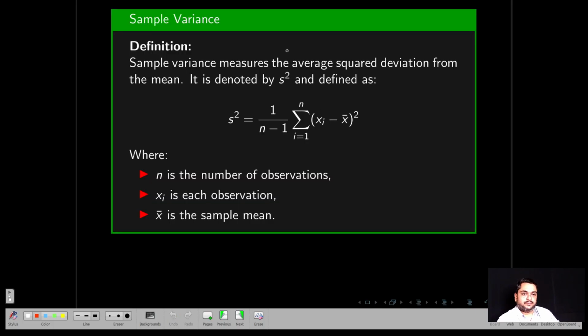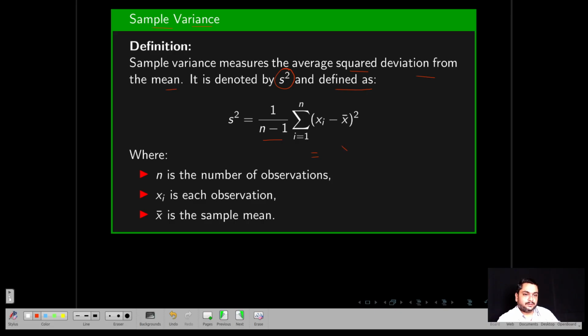So now you will see what are the measures of variability. The first one is sample variance. Sample variance measures the average square deviation from the mean. It is denoted by S square. Please remember this, and it is defined as the sum of the squares of the differences of each data point minus the sample mean, and then divide it by n minus 1.